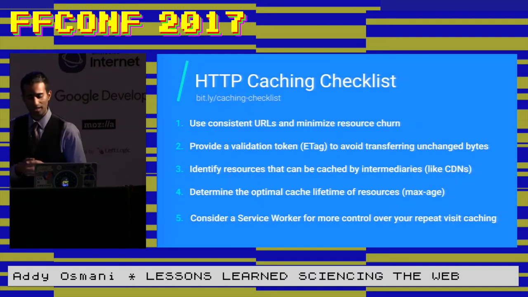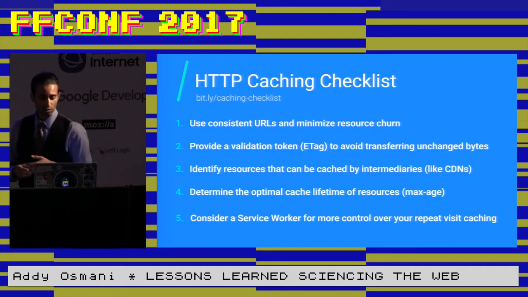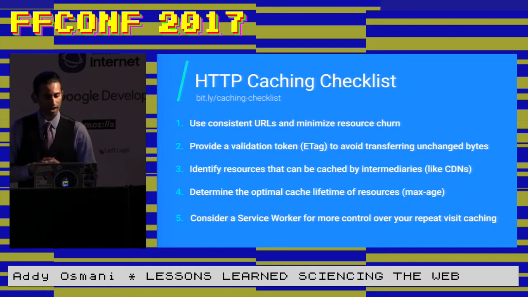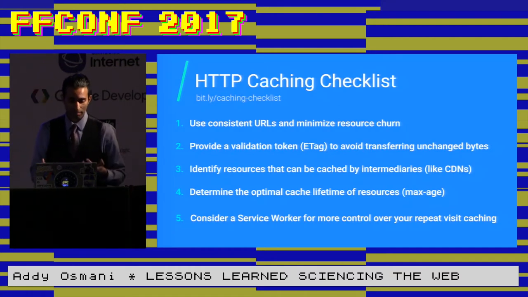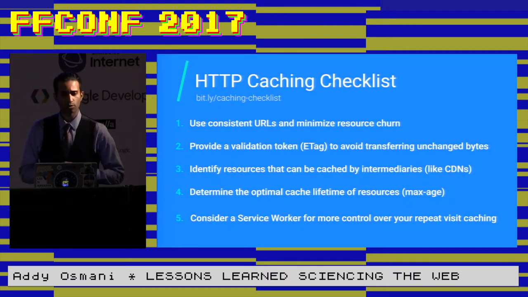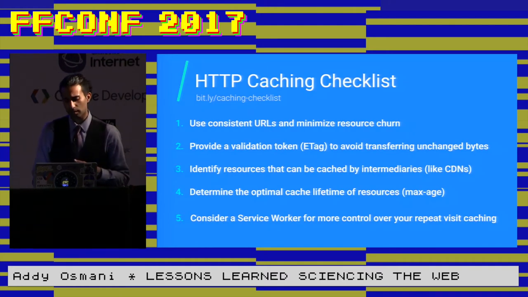My general caching checklist when I'm trying to do this stuff looks a little bit like this. So the idea is to try making sure that you're using consistent URLs when possible, take advantage of ETags, identify resources that can be cached by intermediaries like your CDNs, consider a service worker for more control if you need it on repeat visits. If we take a look at another progressive web app, something like Twitter Lite.